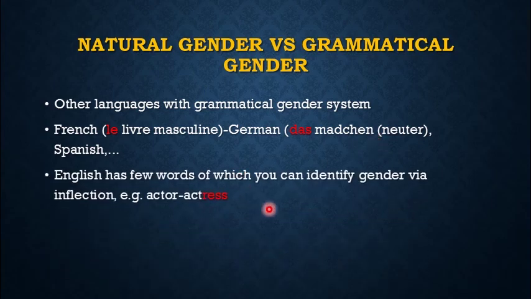So English actually has few words of which you can identify gender via inflection, and these are a very small set of words, like for example actor and actress. Also we have waiter and waitress, and a few other words.